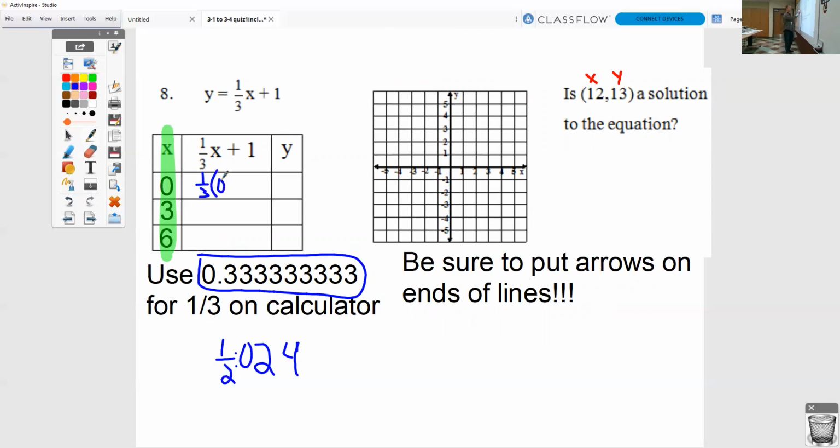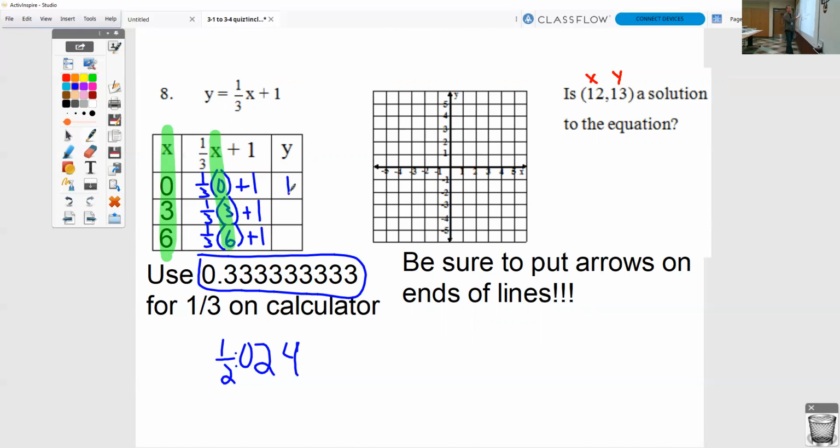So 1/3 times 0 plus 1. 1/3 times 3 plus 1. 1/3 times 6 plus 1. You have to take those x values and sub them in for x. So again, 0.333 times 0 plus 1 is 1.